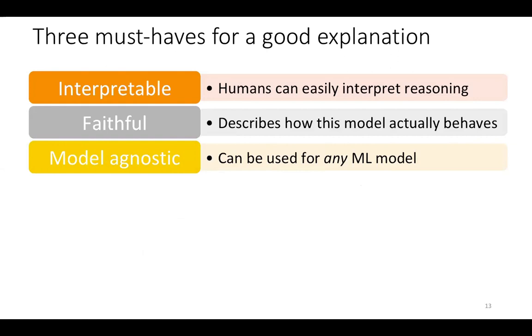And the third and a very important thing is that the explanation that you give should be model agnostic. So if you are explaining something, then that explanation based on the input features should be agnostic of whatever model you use, whether you use a logistic regression, whether you use SVM, whether you use a decision tree, whether you use a CART, none of these should be giving different explanations.